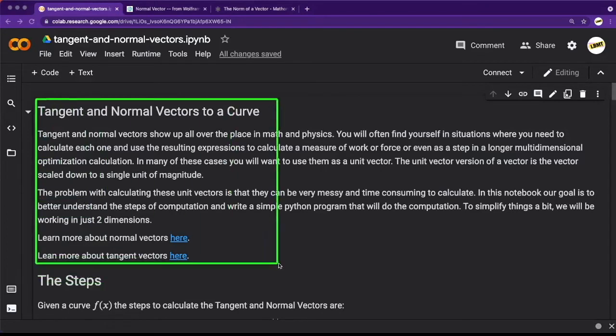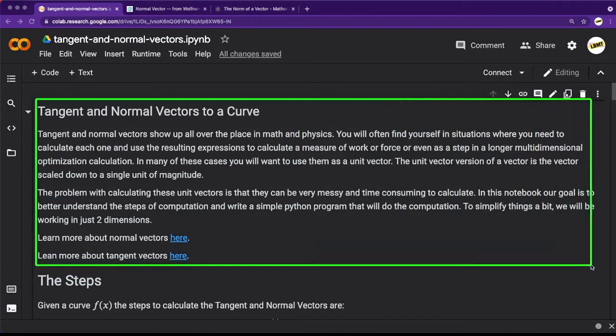Tangent and normal vectors are going to show up all over the place in math and physics. You're often going to find yourself in situations where you need to calculate each one and use the resulting expressions to calculate or measure work, or maybe you're measuring force. Sometimes you'll use them for longer multidimensional optimization calculations, perhaps in artificial intelligence. Either way, you're going to want to use them in their unit vector form.